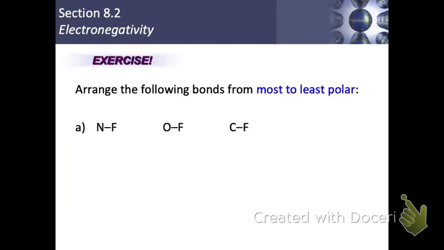Rank the following from most polar to least polar. Now you're going to rank the following bonds from most polar to least polar. Do you want to do the first one together, or do you think you can do it? I think you can do it too. It's like subtracting the bigger one. That's right. And then we're going to put them in order.